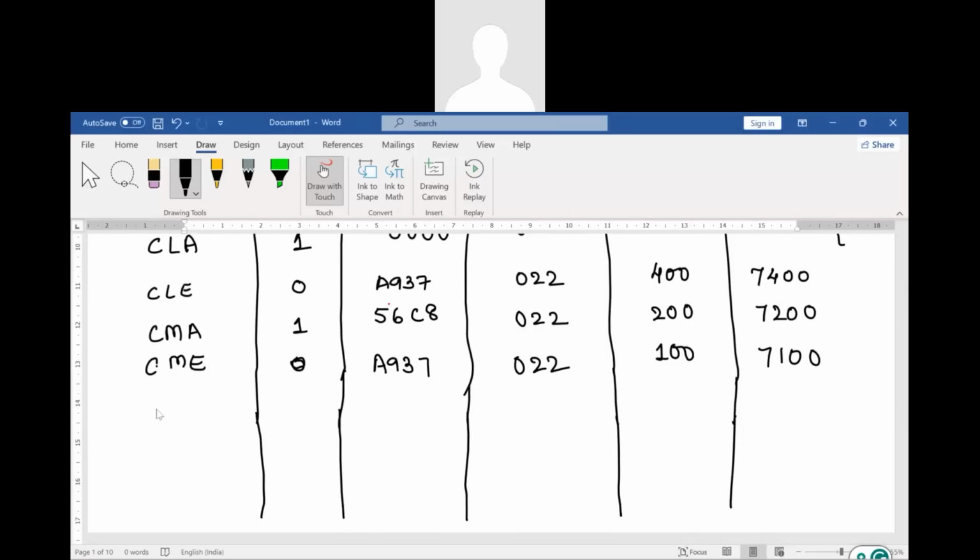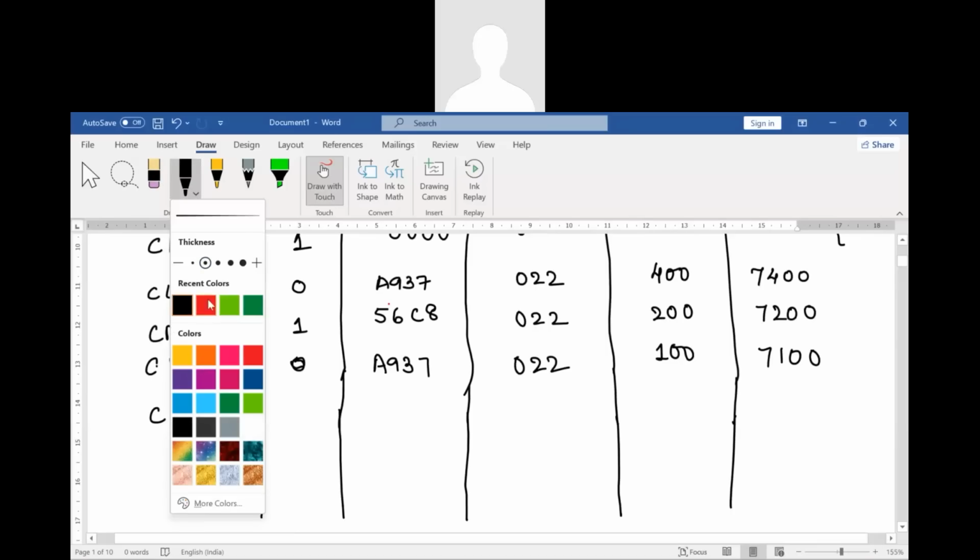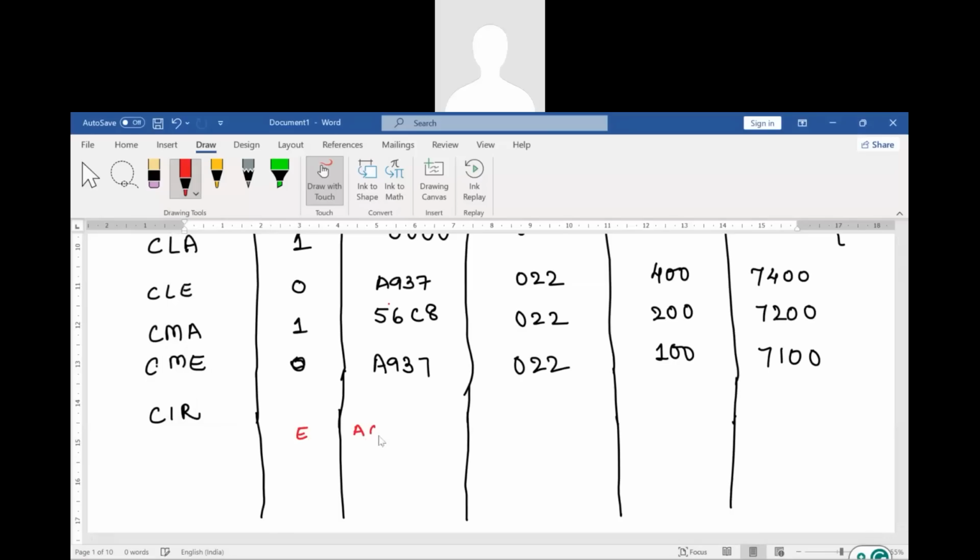The next instruction is CIR. CIR is circular shift right. For circular shift right, again, I will have to write the value of my accumulator. We all know that circular shift right takes place on E and AC. So first I'll write the initial value of E and A937 in binary. A is 1010, 9 is 1001, 3 is 0011 and 7 is 0111.